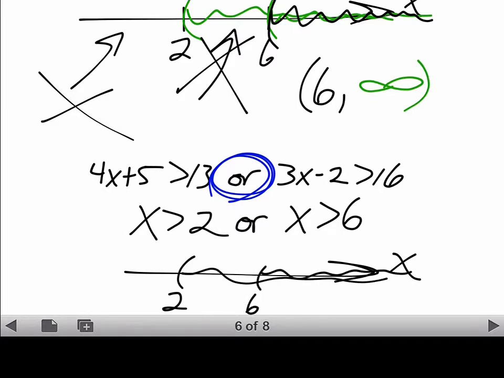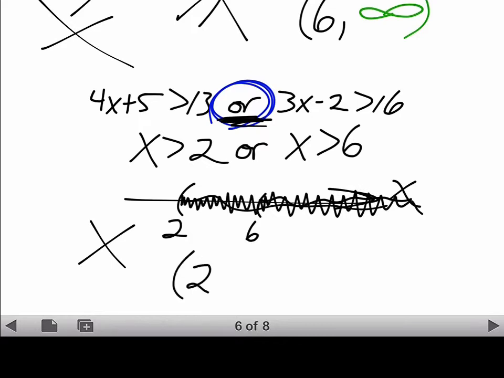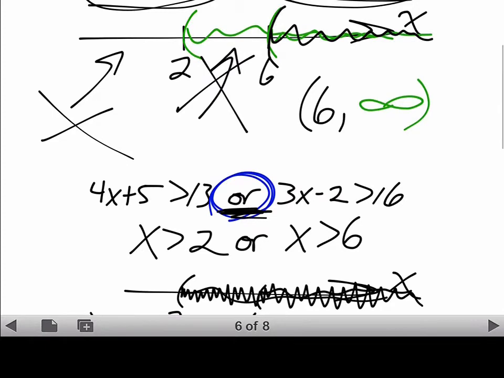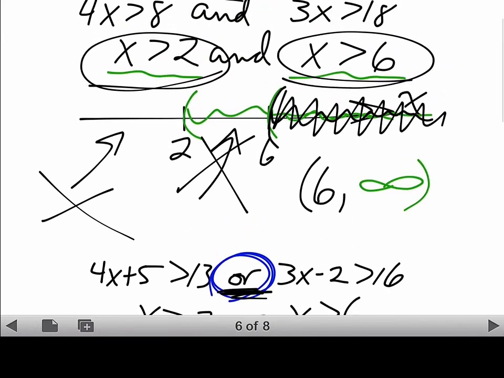We'd shade to the right for both of them, but remember, OR means anything that's shaded. Again, the portion to the left of 2, nothing is shaded at all. But when we talk about OR, we're referring to anything at all that is shaded on the entire number line. And so our interval notation here is going to be from 2 to infinity. And that's a good way to see the difference between AND, which is the overlap, and OR, which is anything at all that's shaded. Let me put this a slightly different way.